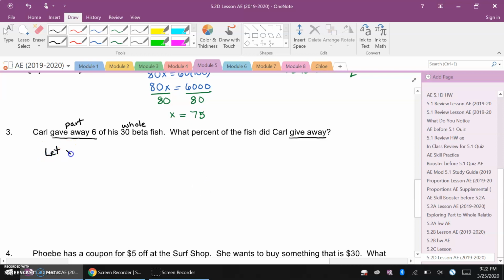So we're going to let x equal the percent fish he gave away. And then for our word ratio, you could put gave away, given away, gone. All of that is fine. That's our part. And then the whole is his total fish.